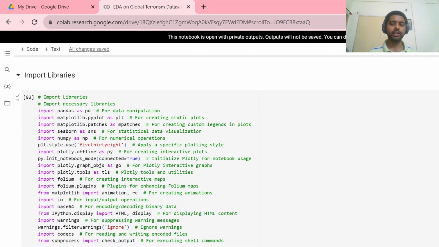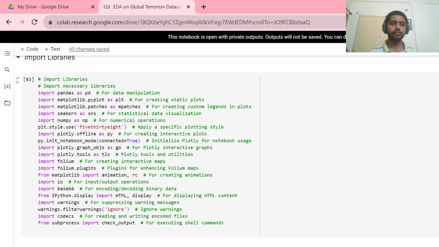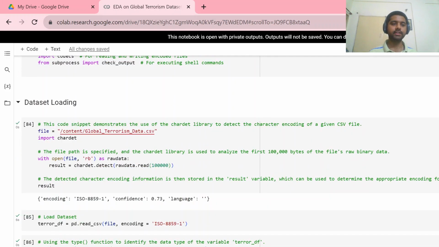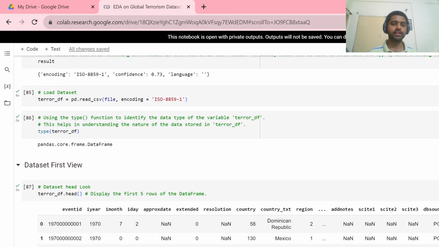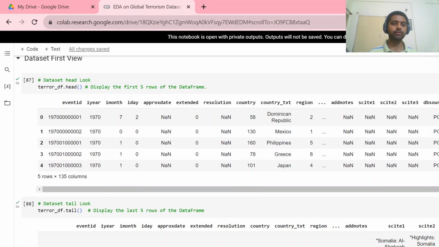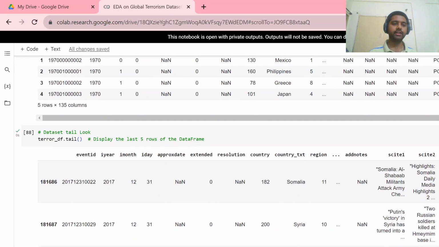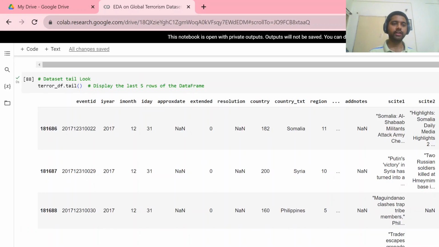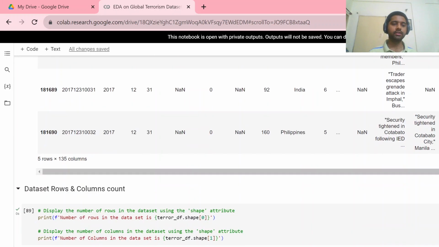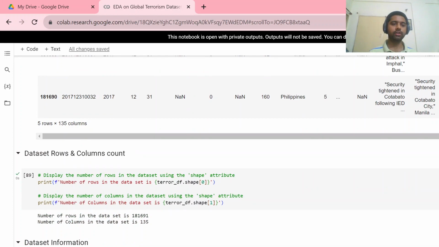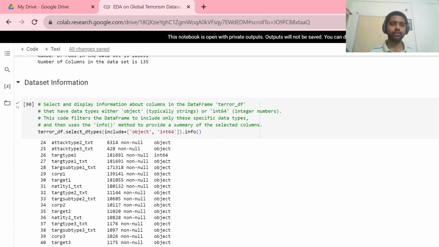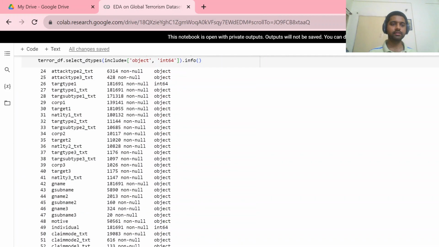These are the libraries which we import. This is the data set loading. We load our data set. This is the first view where we do the head and tail of our data set. These are the number of rows and columns of our data set. It's 181,000 rows and 135 columns.